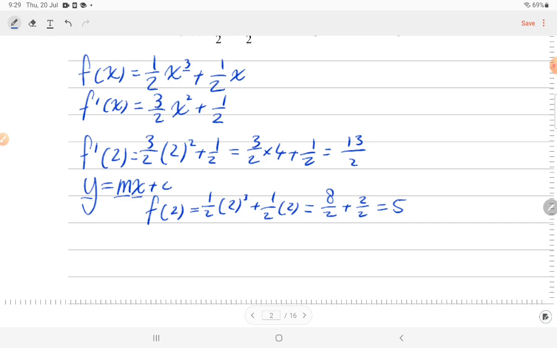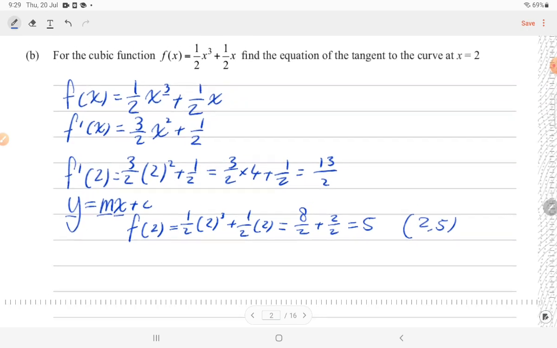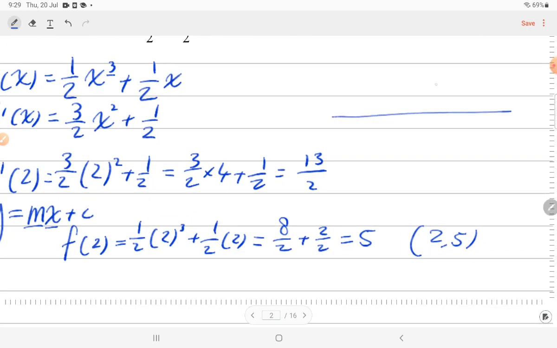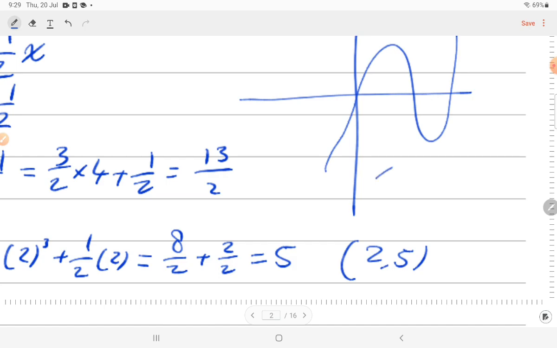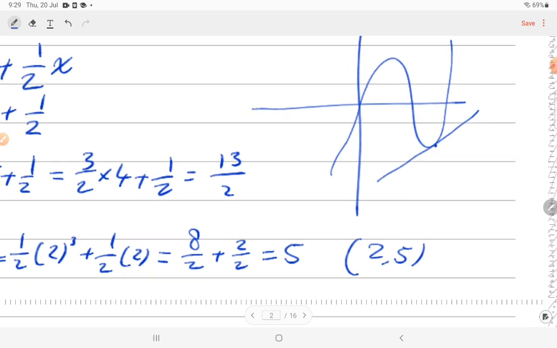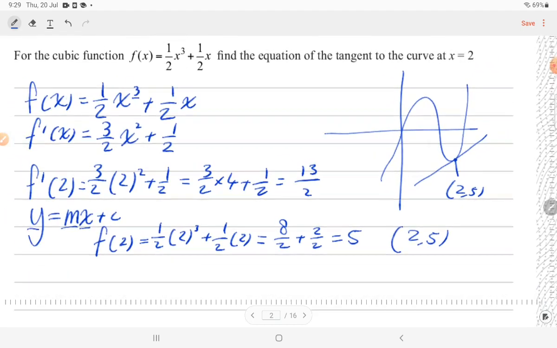So we know at x equals 2, y is equal to 5. So we know that (2, 5) is a point on the tangent. We draw this cubic, let's just say this is where x equals 2, and this point is where (2, 5) is. This is not drawn to scale, but this is an estimated drawing.